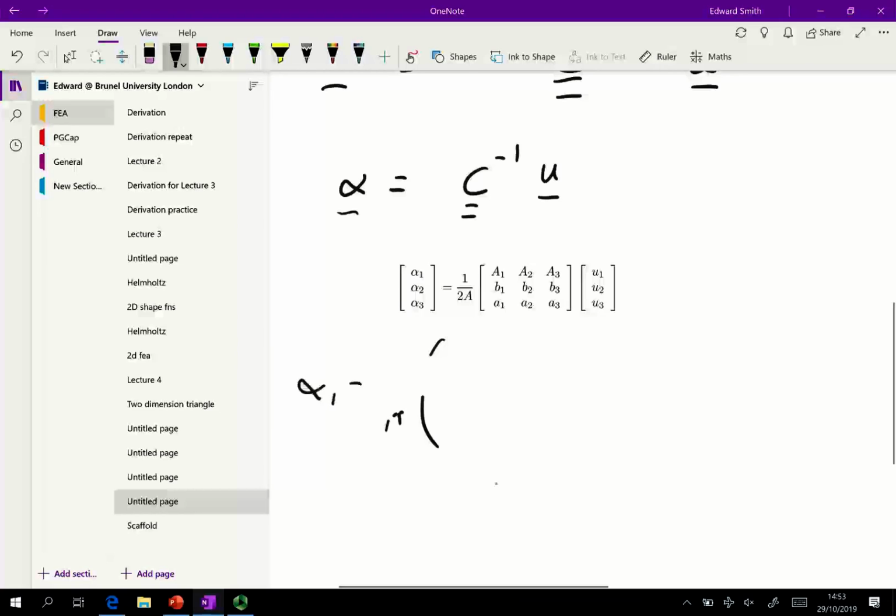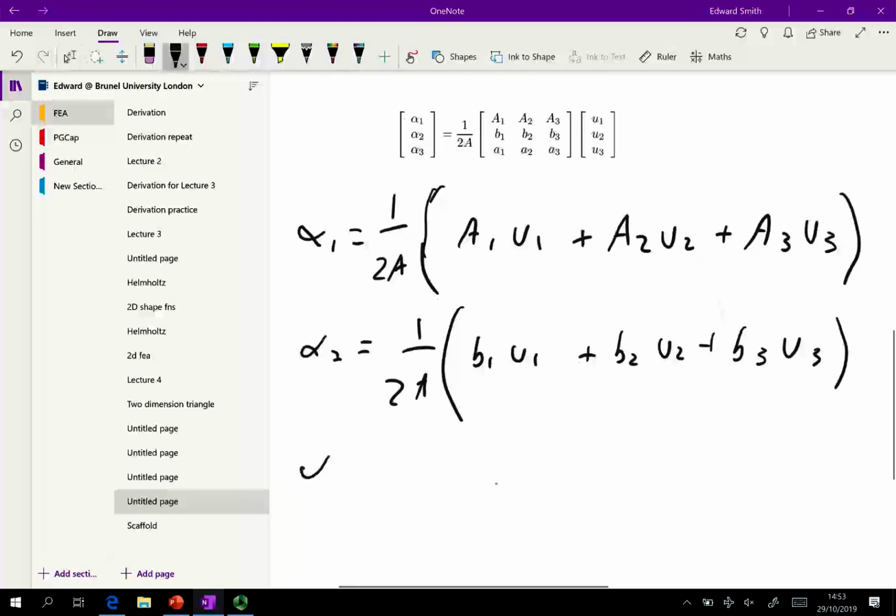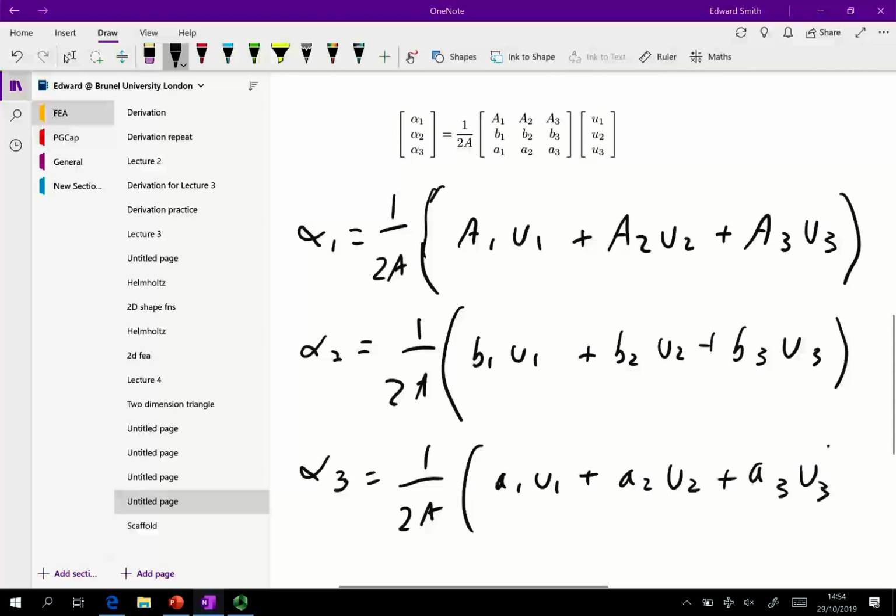So for alpha 1 we multiply out each of the terms: 1 over 2a, and it'd be a1 times u1 plus a2 times u2 plus a3 times u3. So just matrix multiplication. For alpha 2, it's equal to 1 over 2a, and we multiply out the terms again: b1 times u1 plus b2 times u2 plus b3 times u3. And for alpha 3, 1 over 2a, a1 times u1 plus a2 times u2 plus a3 times u3.